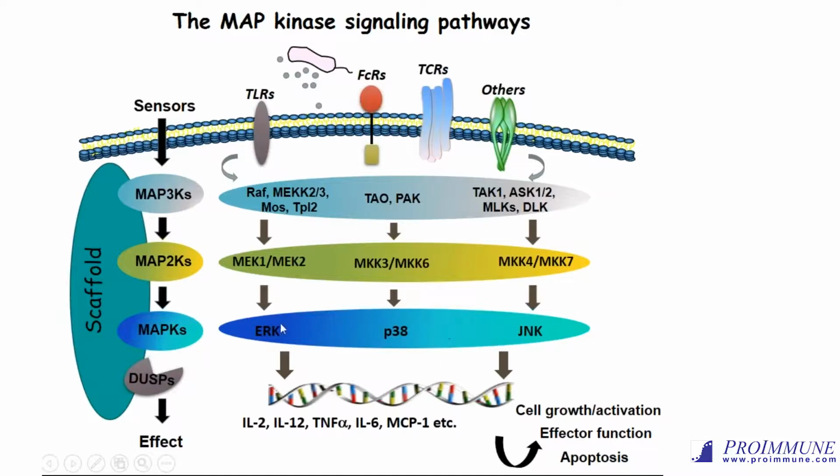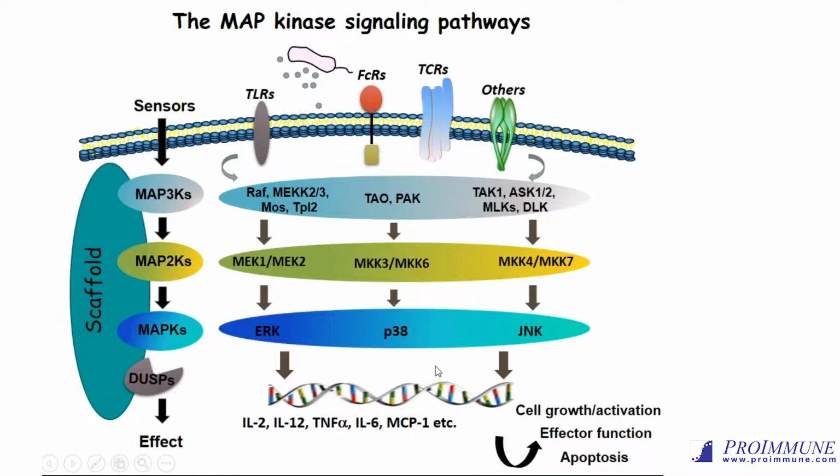Then this activated MAPK works together to regulate gene expression, such as cytokines, and to regulate cellular responses, including cell growth, activation, effector function, as well as apoptosis. We know that activation of these MAPKs is important for the expression of inflammatory cytokines in immune cells, and it is important for antimicrobial infection. However, overproduction of these cytokines will cause pathological outcomes.